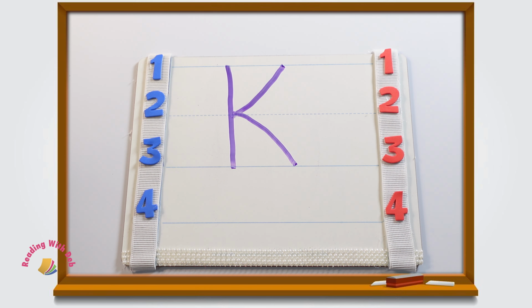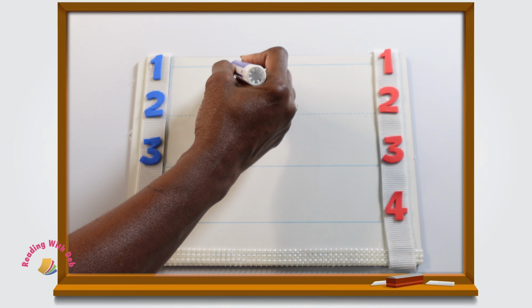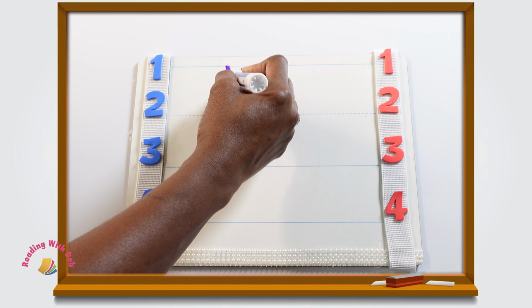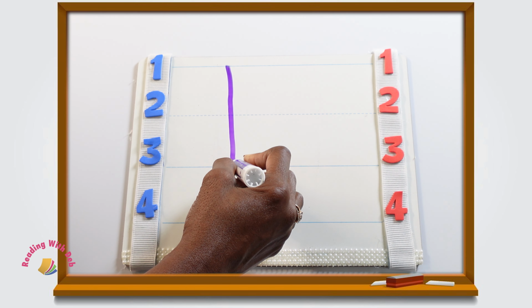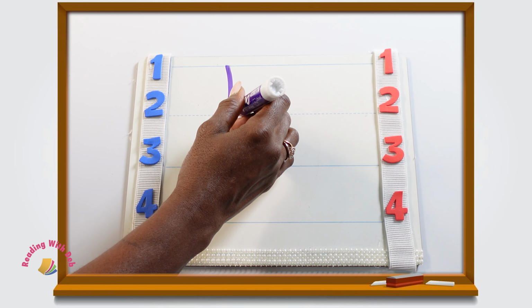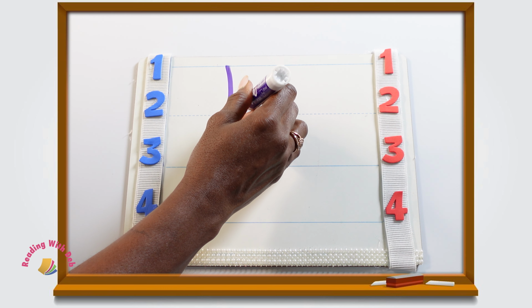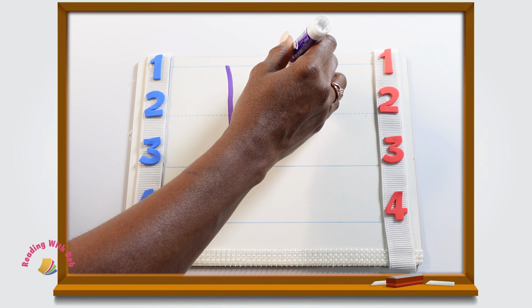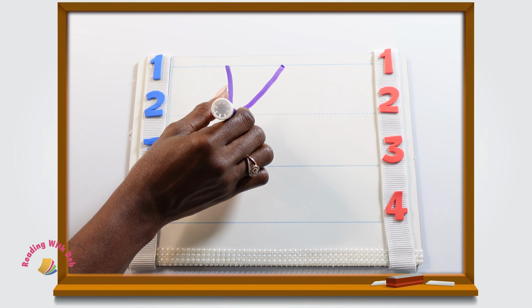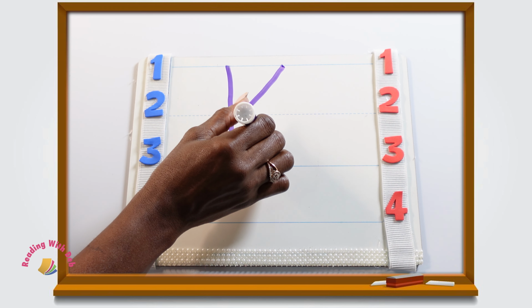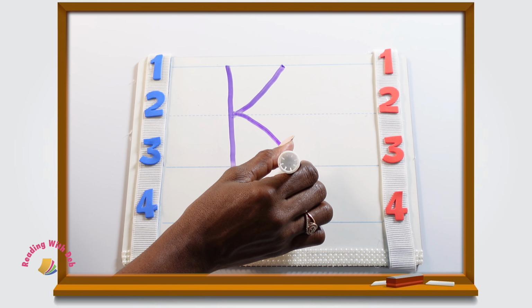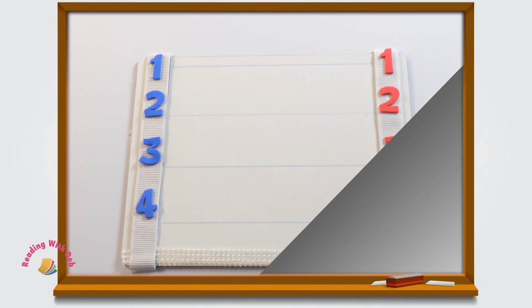Let's write it again. Go to line 1, come down to line 3, go to line 2, slant forward to line 1, go to line 2, slant forward to line 3.